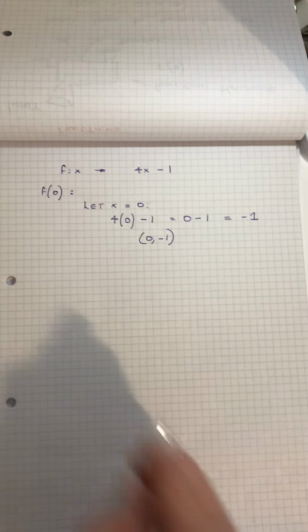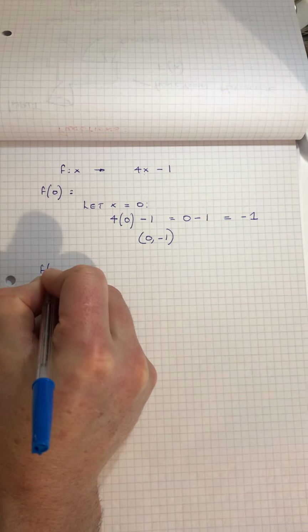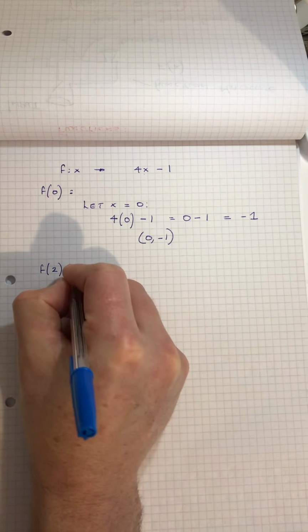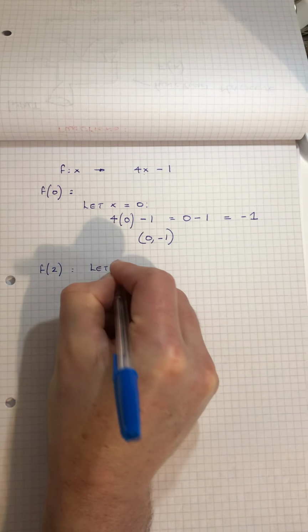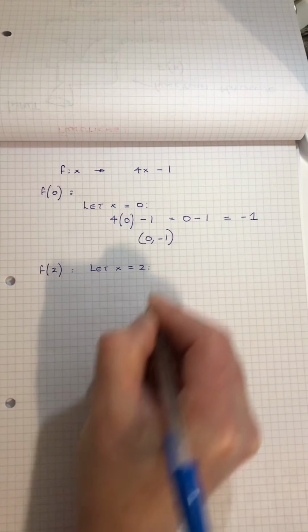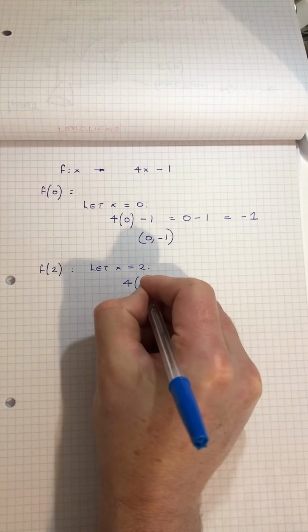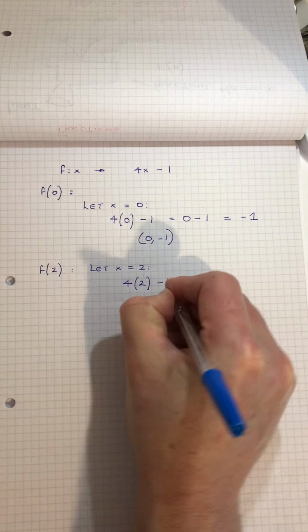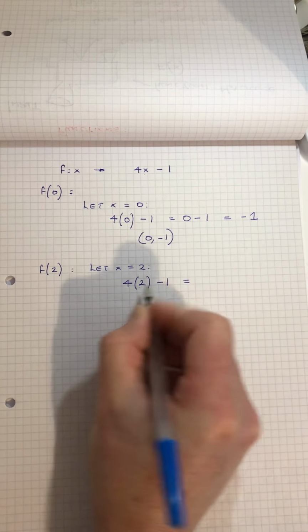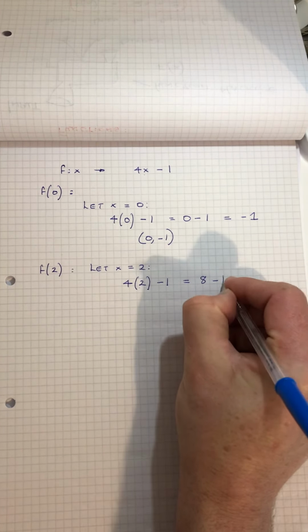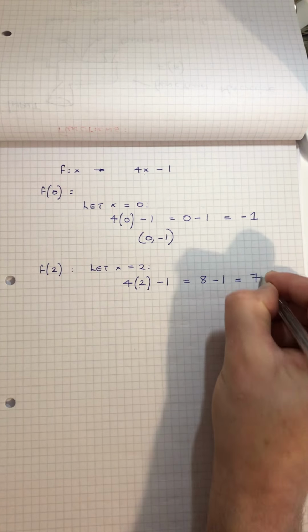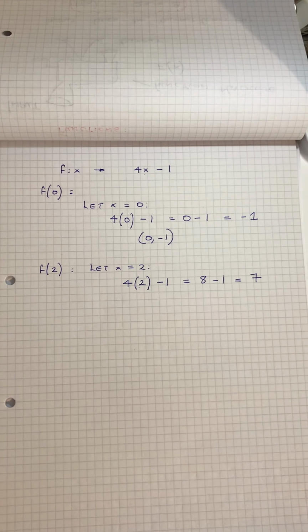Yeah? If f was equal to 2, I'd let x equal to 2. So 4, and in brackets, x will be 2. Take away 1. 4 times 2 is 8. Take away 1 is equal to 7. Okay?